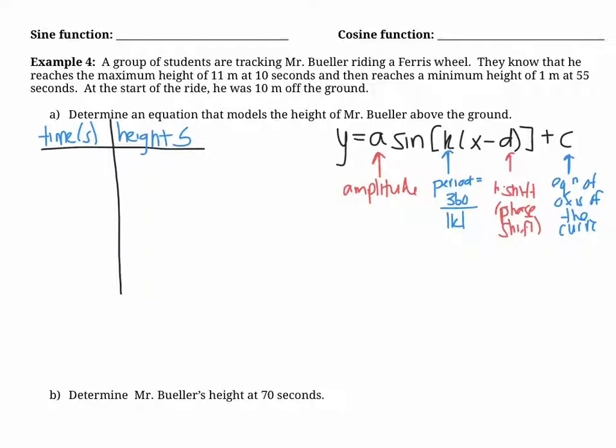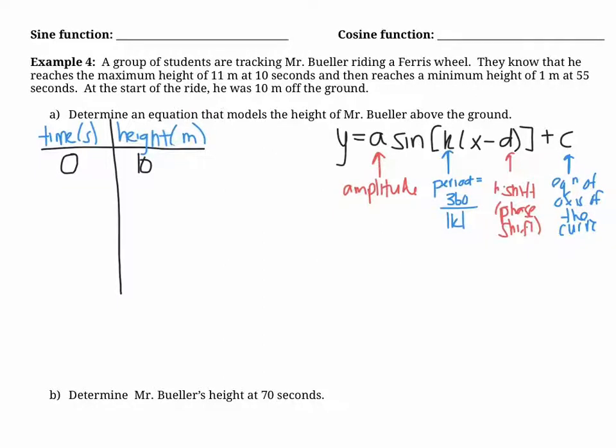So what are we given? We know that he reaches a max height of 11 meters at 10 seconds, and then a minimum height of 1 meter at 55 seconds. And at the start of the ride, he was 10 meters off the ground. So let's put those points in there. So we know that at a time of 0, he was 10 meters off the ground. I don't know why I put seconds here. This should be meters. So I'm just going to erase this. There we go. Now it says meters.